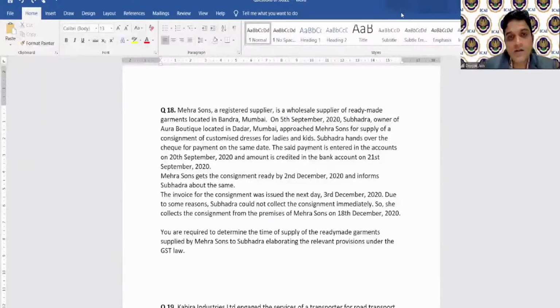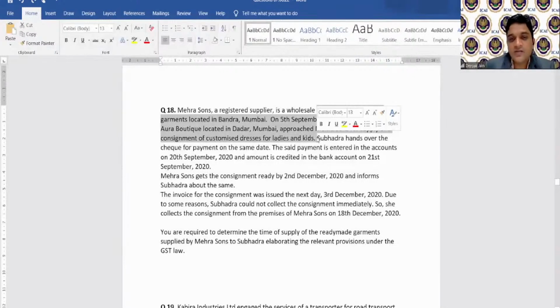Mera Sons, a registered supplier, is the wholesale supplier of ready-made garments located in Bandra, Mumbai. On 5th September 2020, Subhadra, owner of Ora Boutique located in Dadar, Mumbai, approached Mera Sons for the supply of a consignment of customized dresses for ladies and kids.